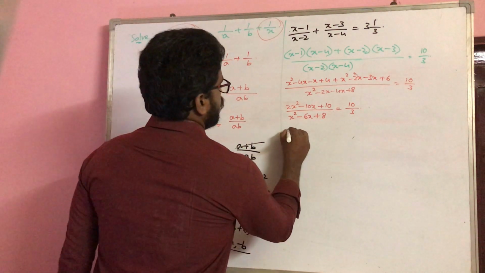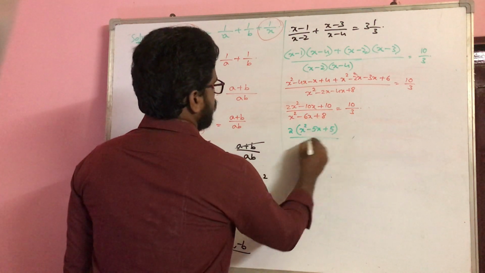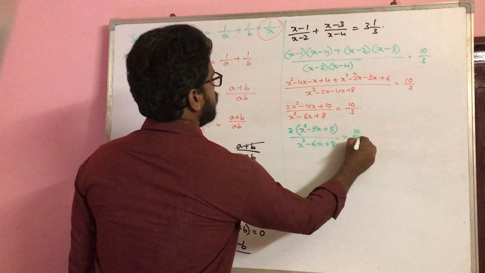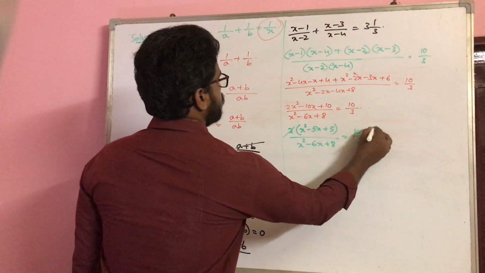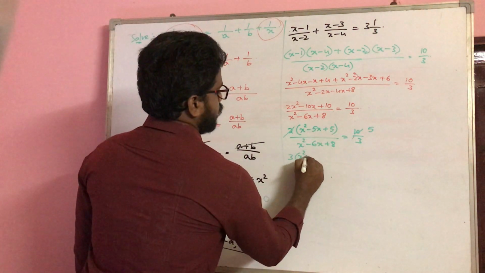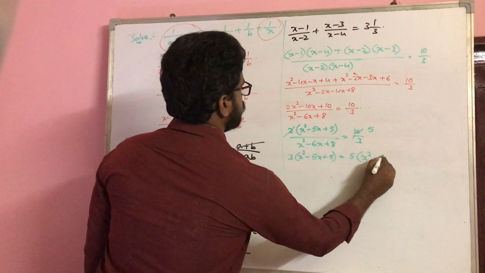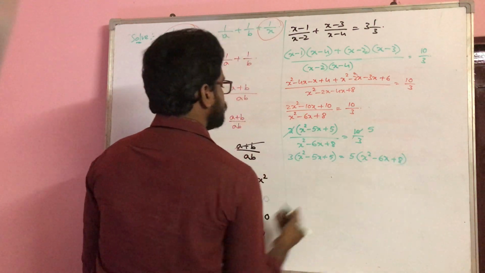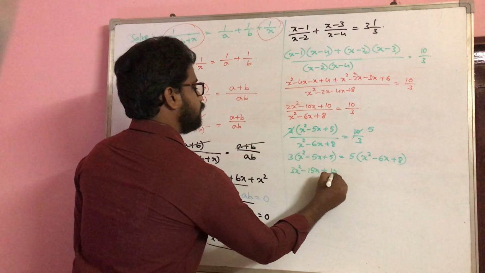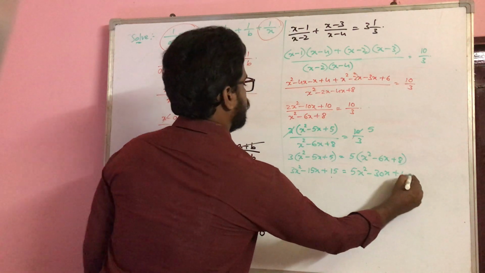So if I take a 2 common here, x square minus 5x plus 5, divided by x square minus 6x plus 8, is equal to 10 by 3. So 2 here for 5 times, and then you can do the cross multiplication. So 3 into (x square minus 5x plus 5) is equal to 5 into (x square minus 6x plus 8). Right? So this is 3x square minus 15x plus 15 is equal to 5x square minus 30x plus 40.